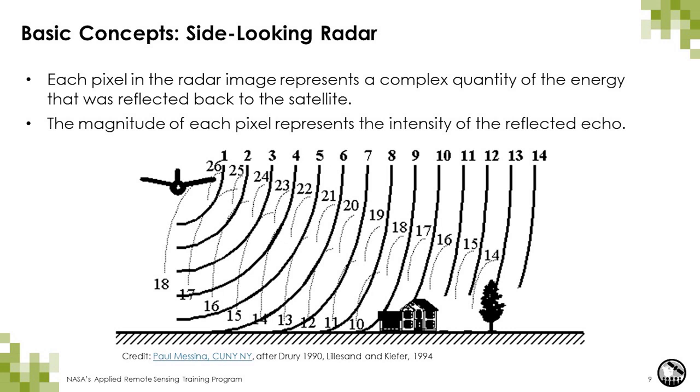Now, the antenna receives a portion of the transmitted energy reflected or backscattered from various objects within the illuminated beam. In this case, it's the ground, there's a house, and a tree. And by measuring the time delay between the transmission of a pulse and the reception of the backscattered signal from different targets, their distance from the radar and thus their location can be determined.